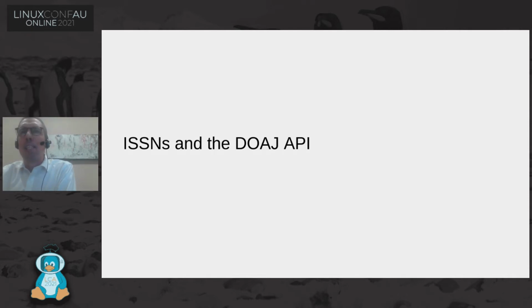For those who don't know, ISSNs are unique identifiers for journals. They're sort of like ISBNs, which you might be more familiar with, which are unique identifiers for books. ISSN stands for International Standard Serial Number. And I could query the Directory of Open Access Journal API with ISSNs and get back lots of abstracts.